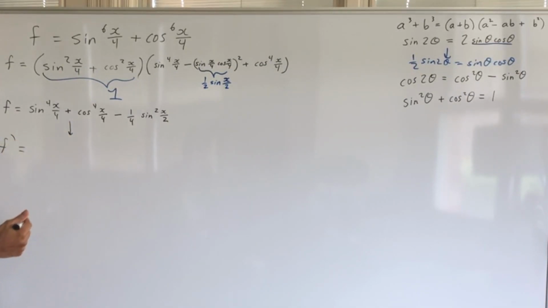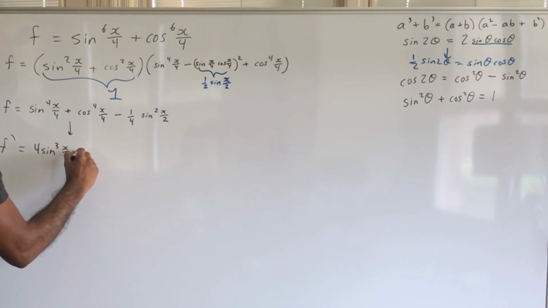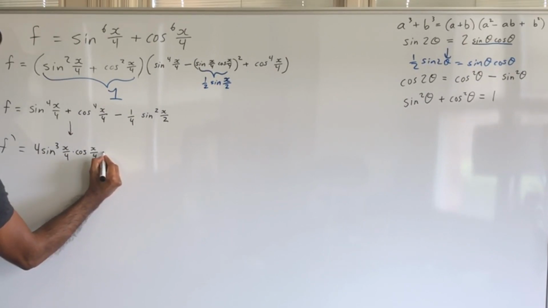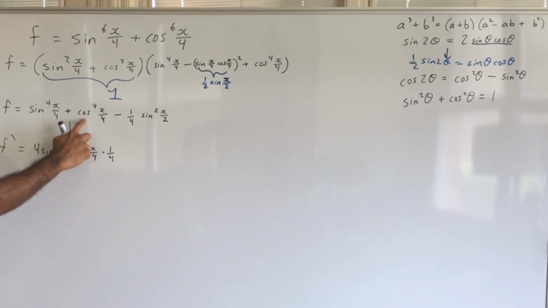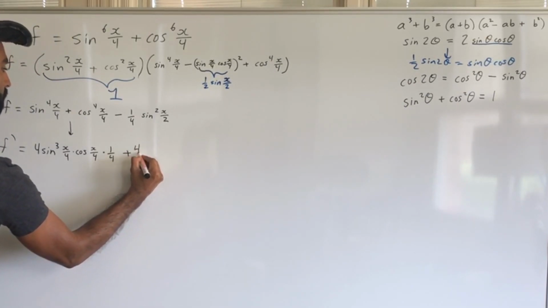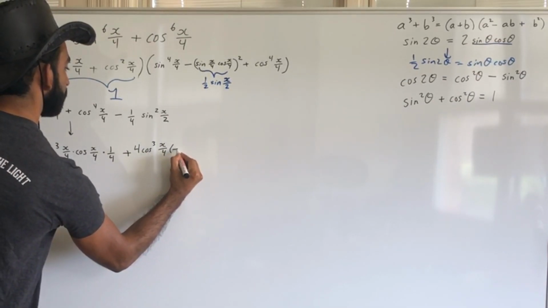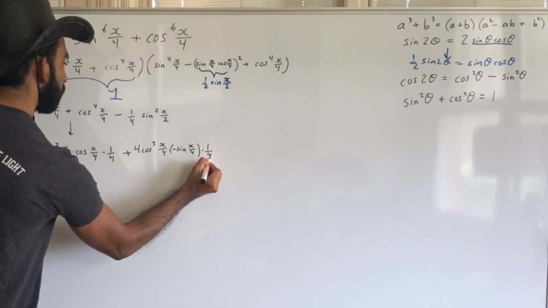So that first term here, someone help me out. What is the derivative of sine to the fourth of x over 4? 4 times sine cubed of x over 4 times cosine of x over 4. Chain rule again for the x over 4, times 1 over 4. And same deal for this guy: plus 4 times cosine cubed of x over 4 times negative sine of x over 4 times 1 over 4.